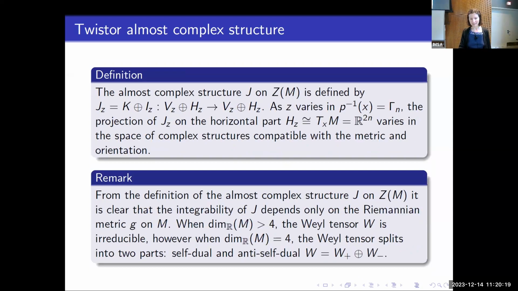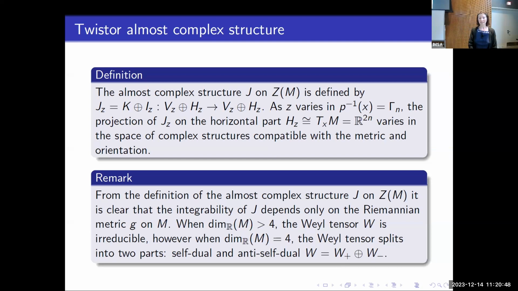So here explicitly, you just have to have a splitting into a vertical and horizontal part. And Nigel already mentioned this almost complex structure. And so the Twistor space is really the space parameterizing the space of complex structures compatible with a given metric and orientation.